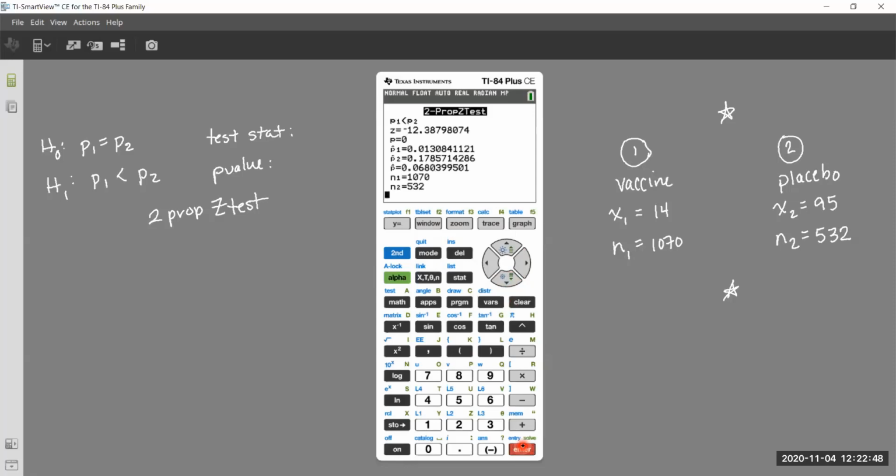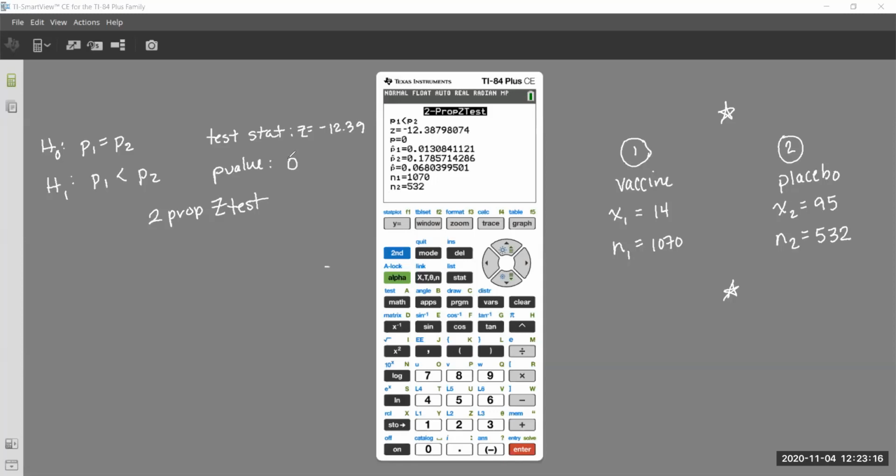And we get a very tiny z-score. Z is negative 12.39. And our p-value is 0. Very, very small p-value.